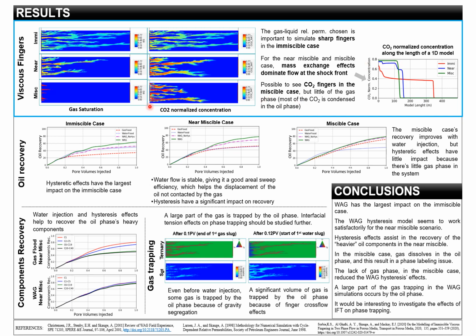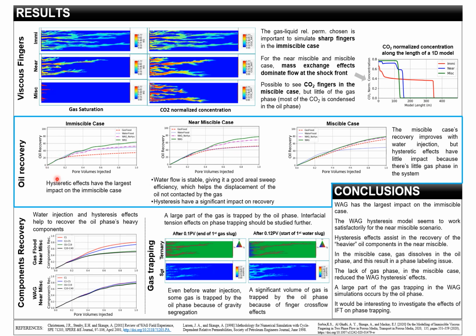And finally, we see that there's a big difference between the gas saturation plot and the CO2 saturation plot. Although we do see fingers forming in the miscible case, we see almost no gas in it. And that's because most of the CO2 is condensed in the oil phase and not in the gas phase.